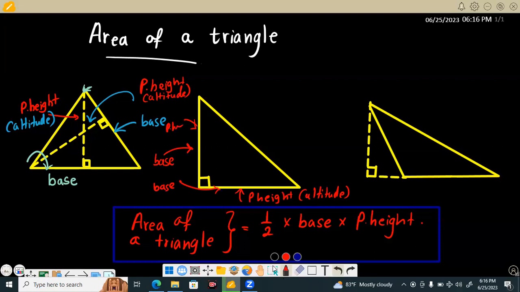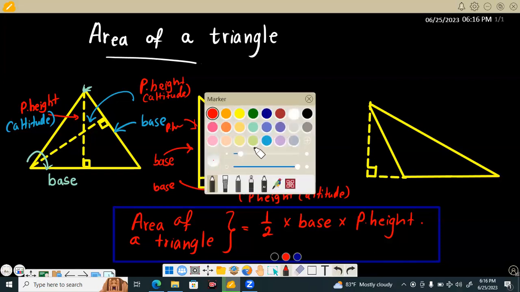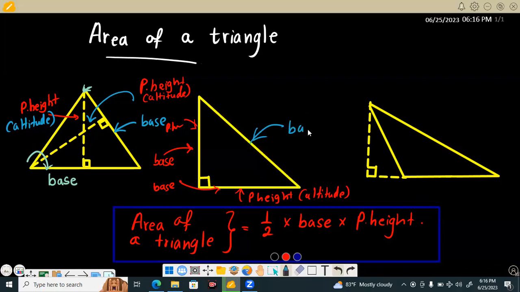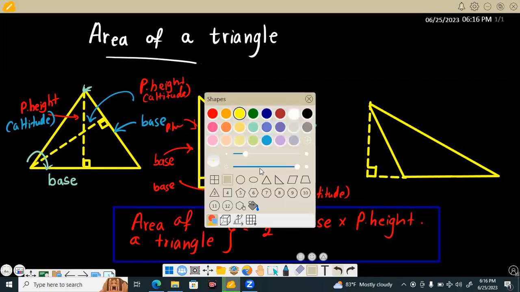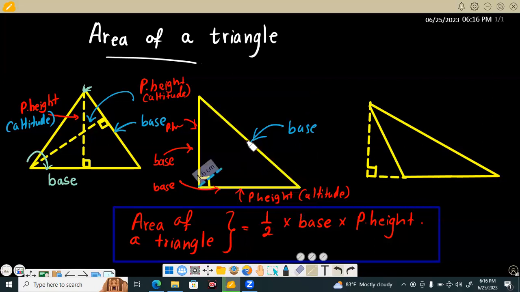If you consider this as base, it is very special one. If you consider this as base, then what is the perpendicular height? Then the perpendicular height should be the perpendicular that is drawn from the opposite vertex to the considered base. Then this is the perpendicular in this case.